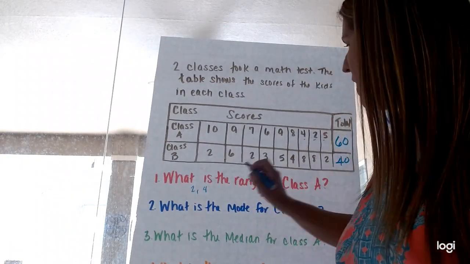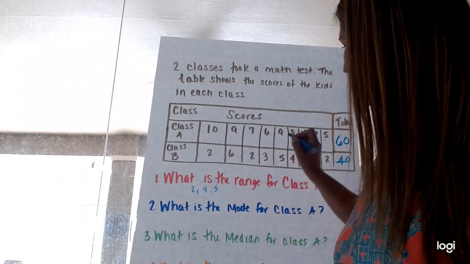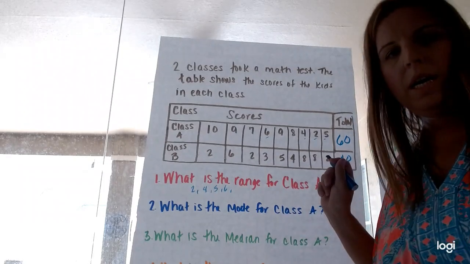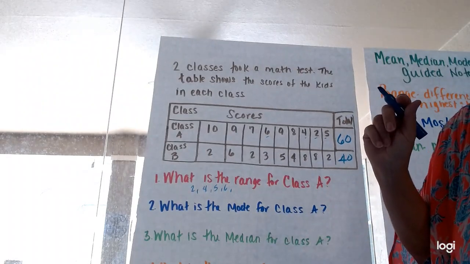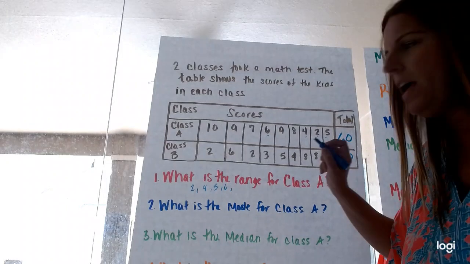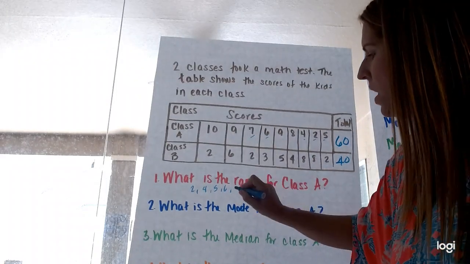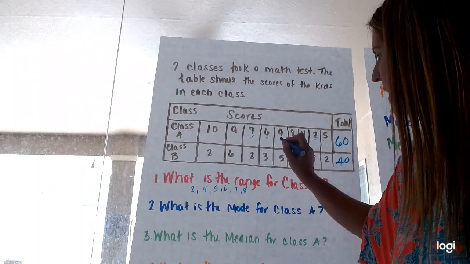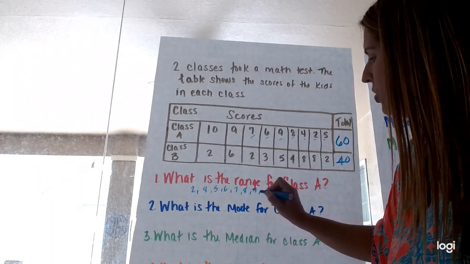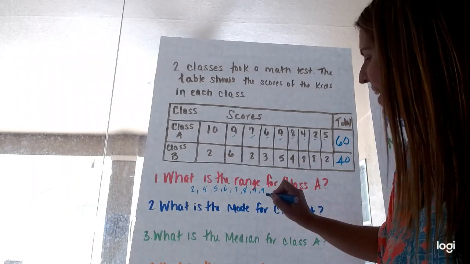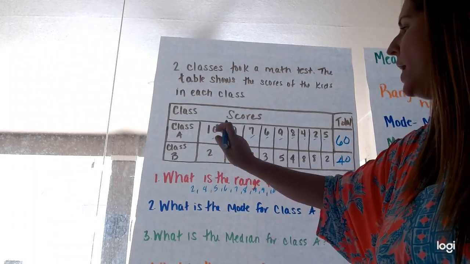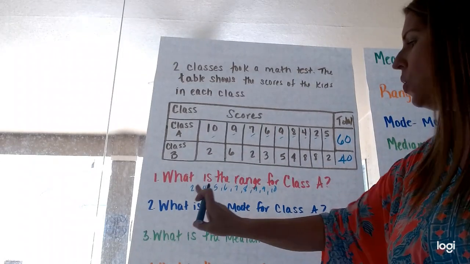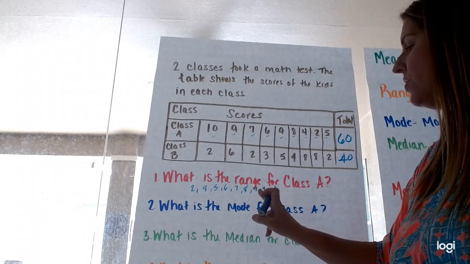And then I have a 5. Then I have a 6. And then I have, let's see, 2, 4, 5, 6, 7, 8, 9 2 times, and a 10. And I want to make sure I have 9 pieces of data. 1, 2, 3, 4, 5, 6, 7, 8, 9.